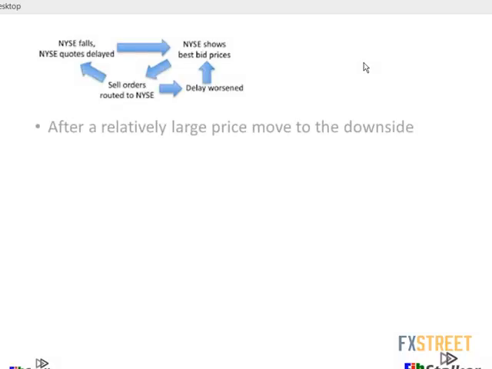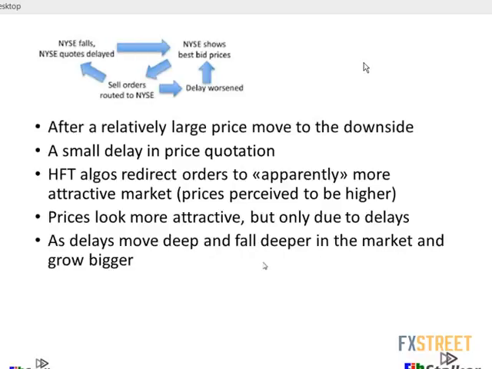What happens is that high frequency trading algorithms try to redirect orders to other attractive markets, to other exchanges. And that is only because apparently the price on those exchanges is perceived to be better. But the reality is that it's not because they are better, it's just because they are perceived to be better. They look more attractive, but only due to delays. And when that happens, the delays move deeper and deeper into the market and grow bigger. So the delay worsens.